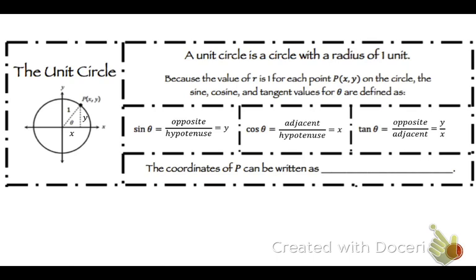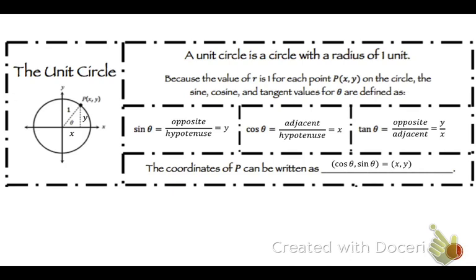And then the coordinate P can be written as cosine of theta, sine of theta, which is really just x, y, the way you always write an ordered pair. So that's cosine of theta because cosine is x, sine of theta because sine is y.